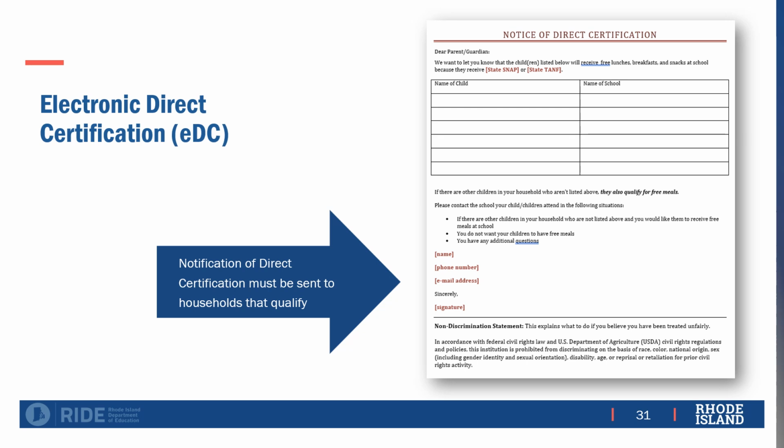Families must be notified of their child or children's eligibility for free meals based on their direct certification status. The notification must also clearly state that free meal benefits are extended to all other school-age children in the household, and who they can contact if they have other school-age children in the household who are not listed on the notification, as well as who they can contact if they do not wish for their child or children to receive free meals. We recommend using the template letter pictured here to ensure all required information is included in the notification letter.